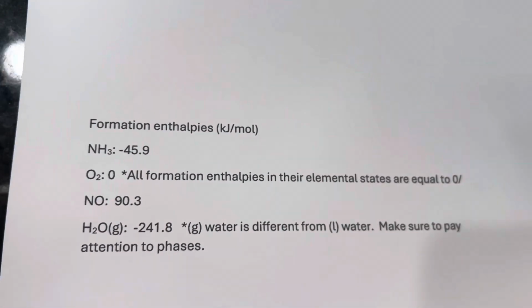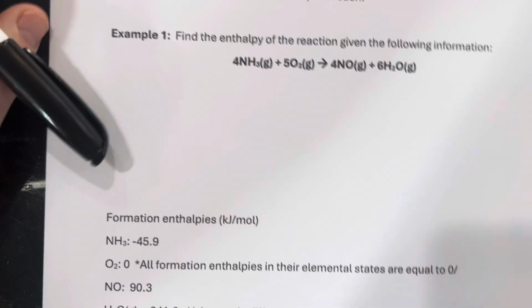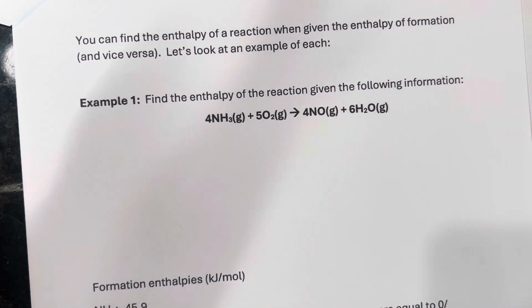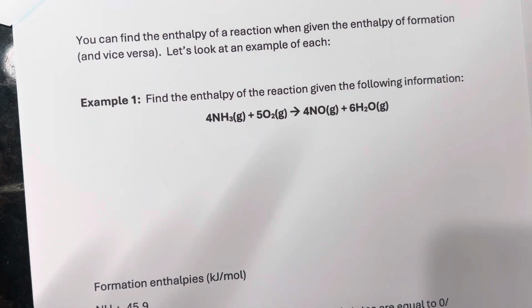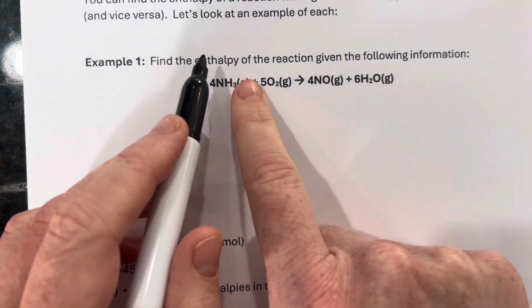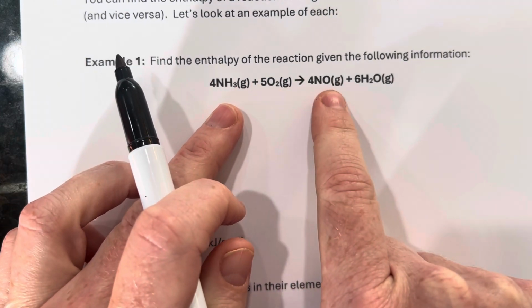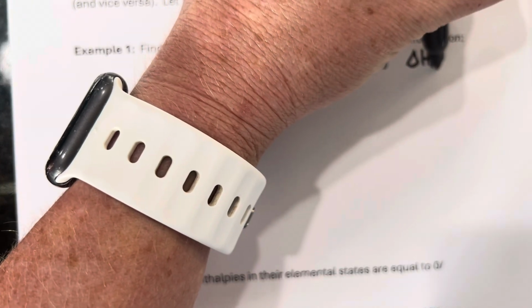And I didn't do this in advance, which is good, so I'll do it all in the calculator for you so you can see. All right, so you find enthalpy of a reaction. You can find enthalpy of a reaction when you're given the enthalpy of formation and vice versa. Okay. So here, it's asking you to find the enthalpy of a reaction, meaning 4 moles of this and 5 moles of this yields 4 moles of that, 6 moles of that, and some delta H of the reaction.